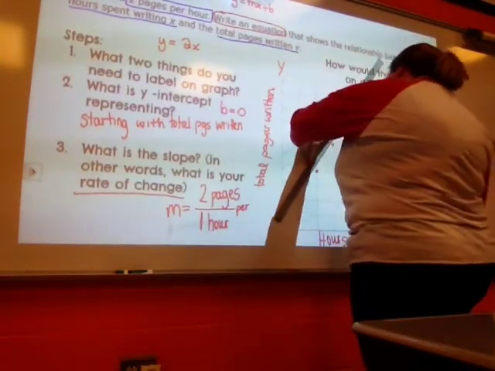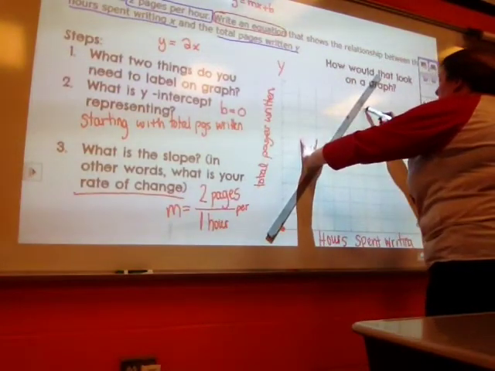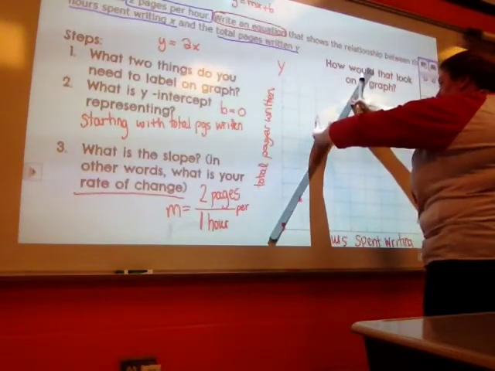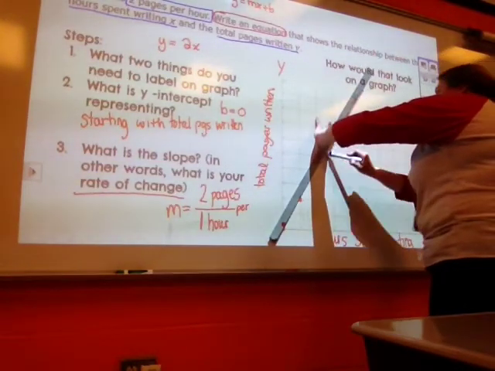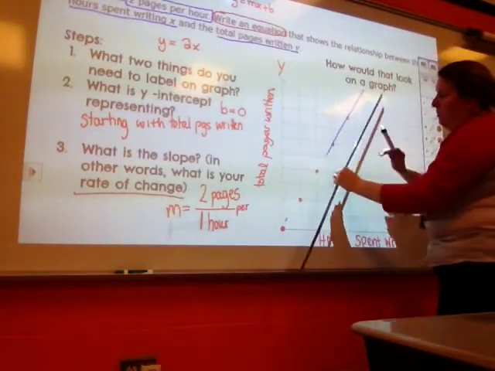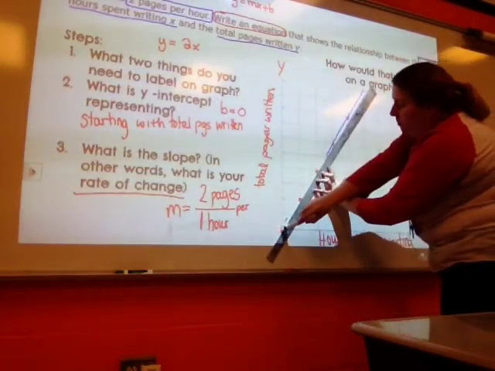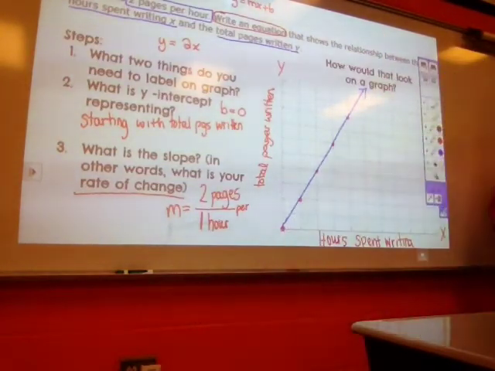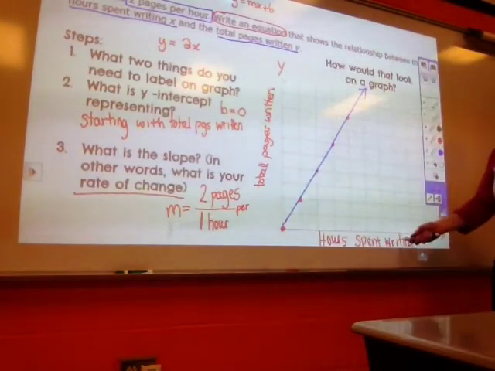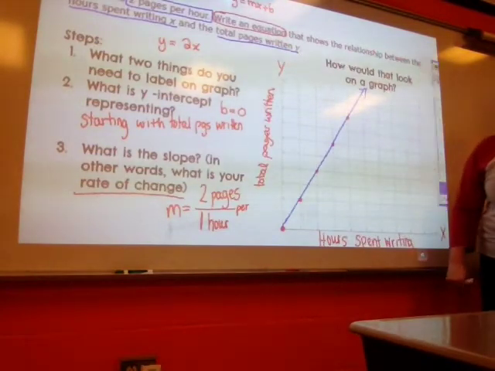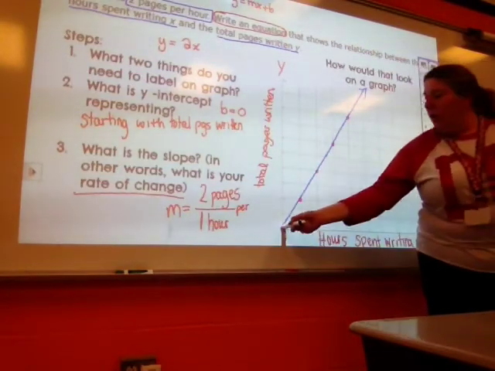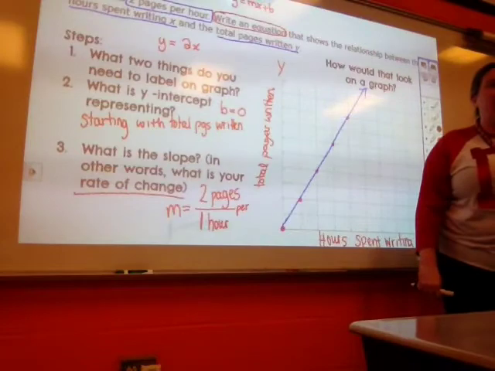And then you're going to want to draw that line. But I'm not going to extend it down here, because I'm not going to be able to have a negative total of pages and a negative amount of hours. So what does this mean? If I were to ask you, here's the line, what does your y-intercept mean in this case?